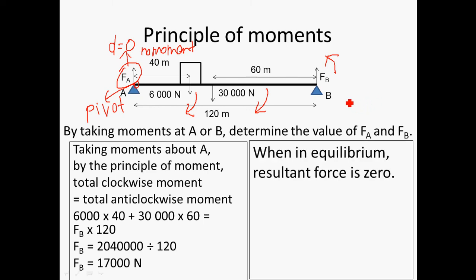Alright, now you know that when an object is in equilibrium, there will be no resultant moment. Do you know that when an object is in equilibrium, there is also no resultant force? The resultant force is 0. So if the resultant force is 0, that means that the upward forces, these two, and the downward forces, these two, must add up to 0.